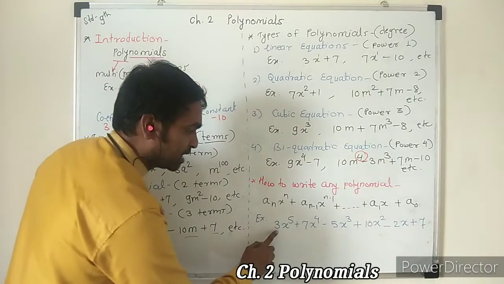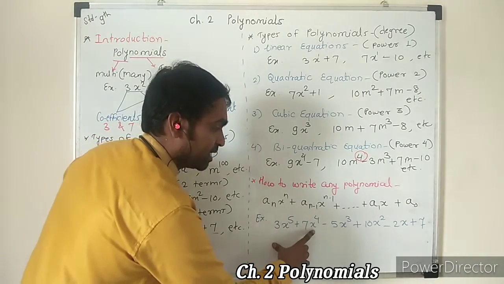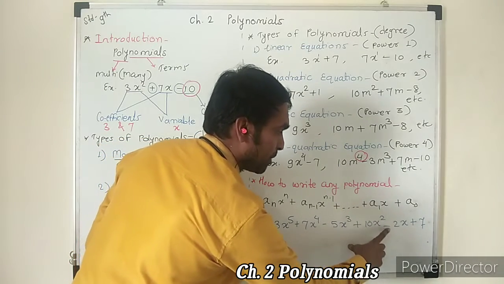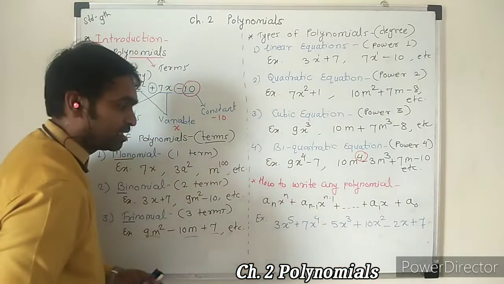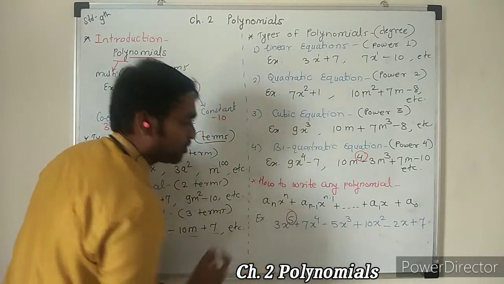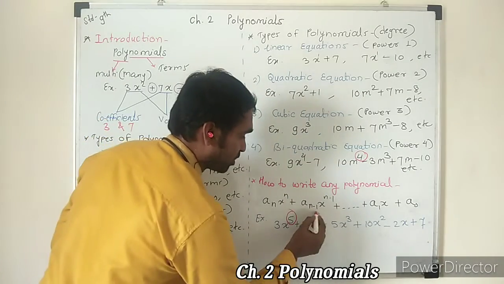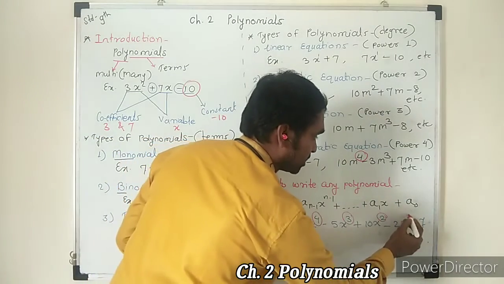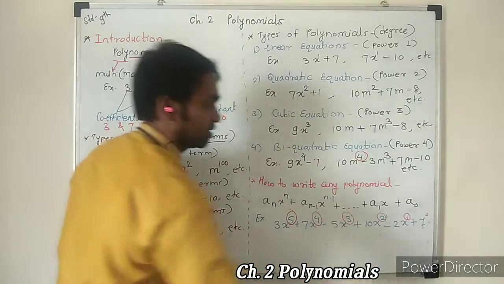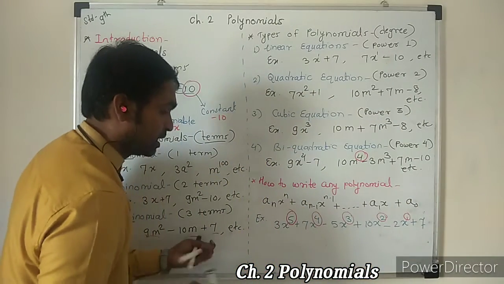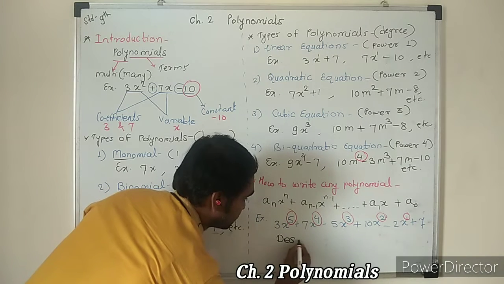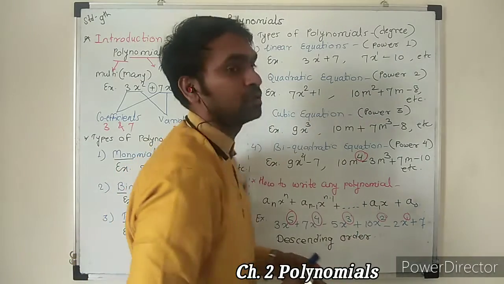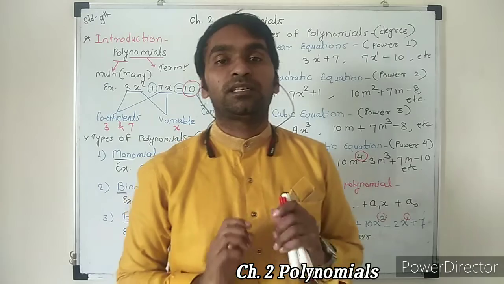See the example: 3x raised to 5 plus 7x raised to 4 minus 5x cubed plus 10x squared minus 2x plus 7. Here, first you have to write power 5, that is the highest power. Afterward the smaller, that is 4, then 3, then 2, then 1, and then 0, means the constant value. That is how you write it in descending order. Any polynomial you have to write in descending order.